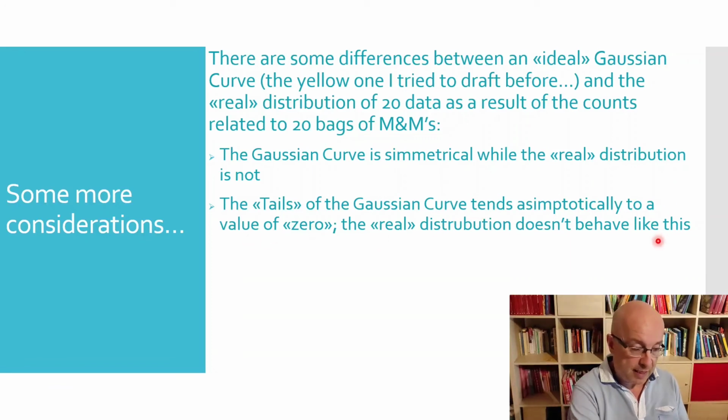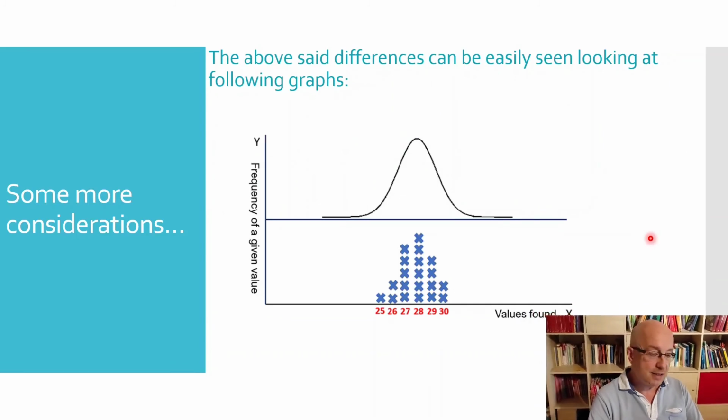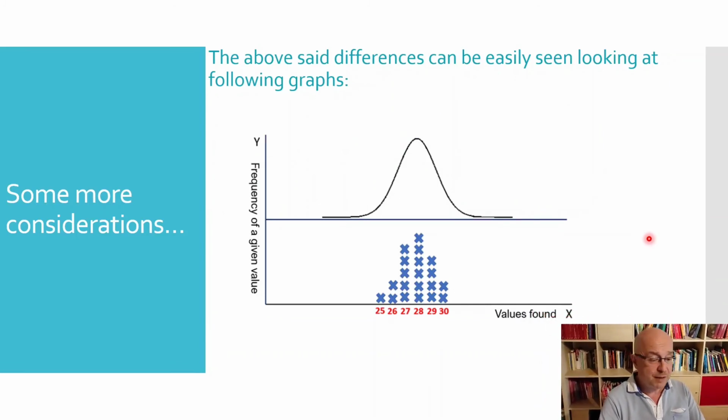behave like this. And you can immediately realize that there are these 2 differences, because here you can see in the ideal Gaussian curve that it is completely symmetrical, while the real distribution is not, and here the 2 tails tend asymptotically to 0, while in this case there are no values of 31, 32 or 24, 23. So these tails don't tend asymptotically to 0.